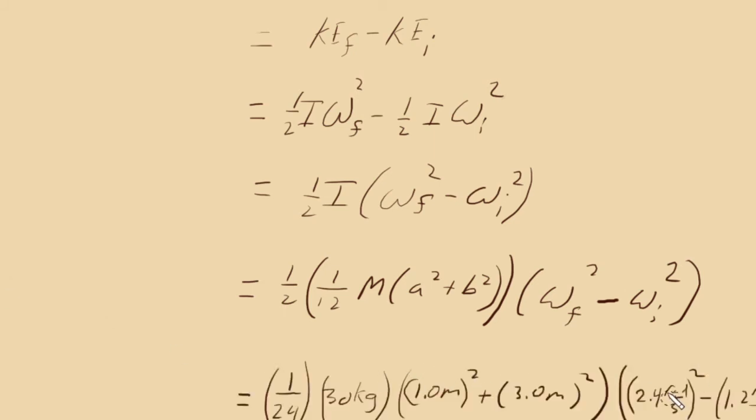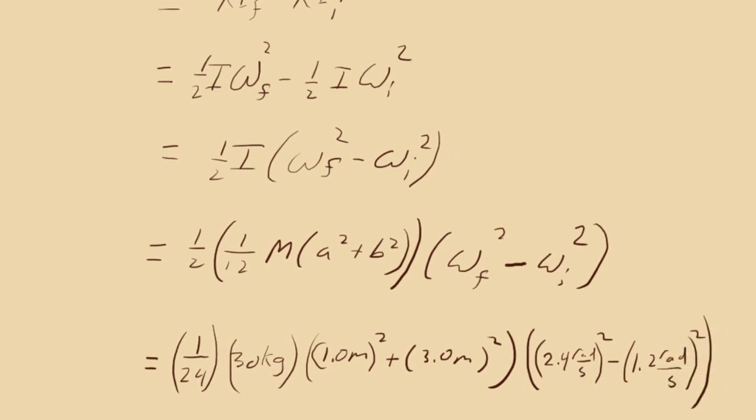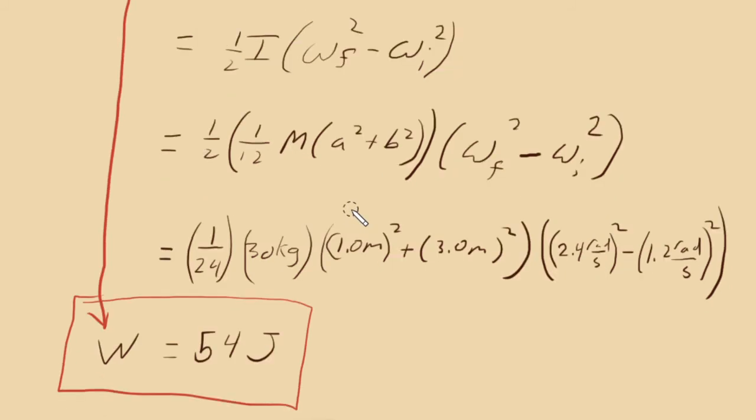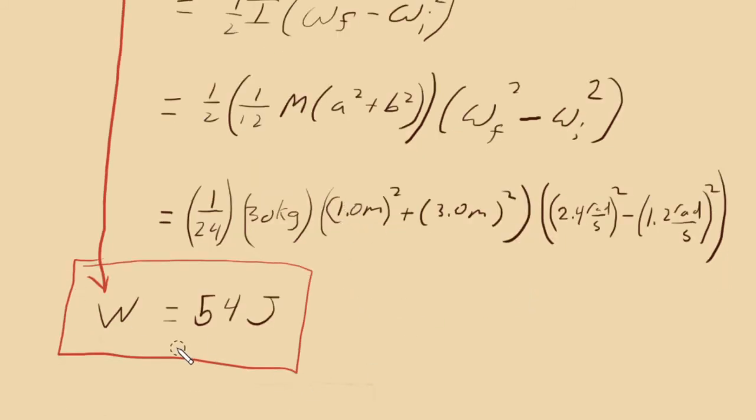And then, of course, we know all of these values. We're given what the lengths of the sides of the board are. A is 1 meter, B is 3. We're told the mass of the board, and we know what our final and initial angular velocity is. And this 1/24 is just from me pulling this 12 out. So if we plug all that in, we end up with work equals 54 joules.